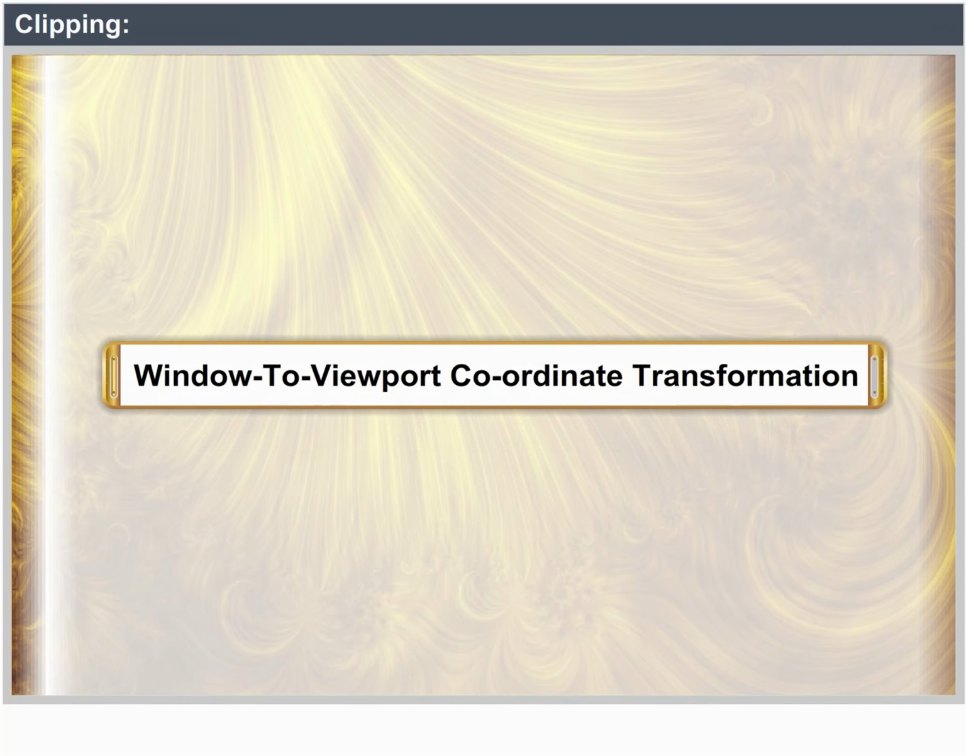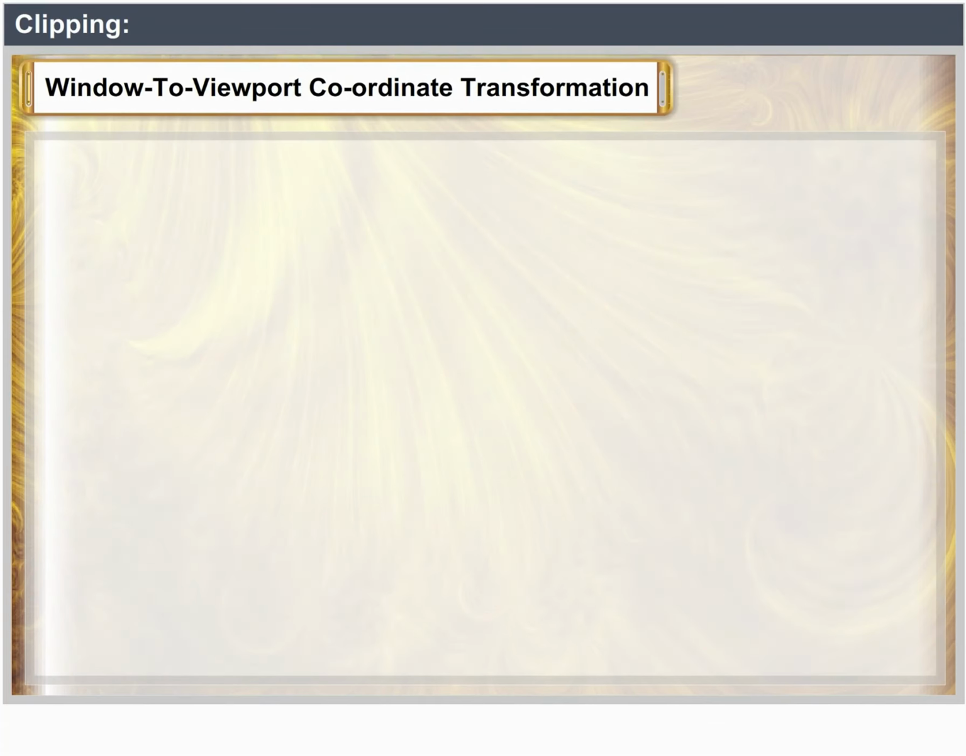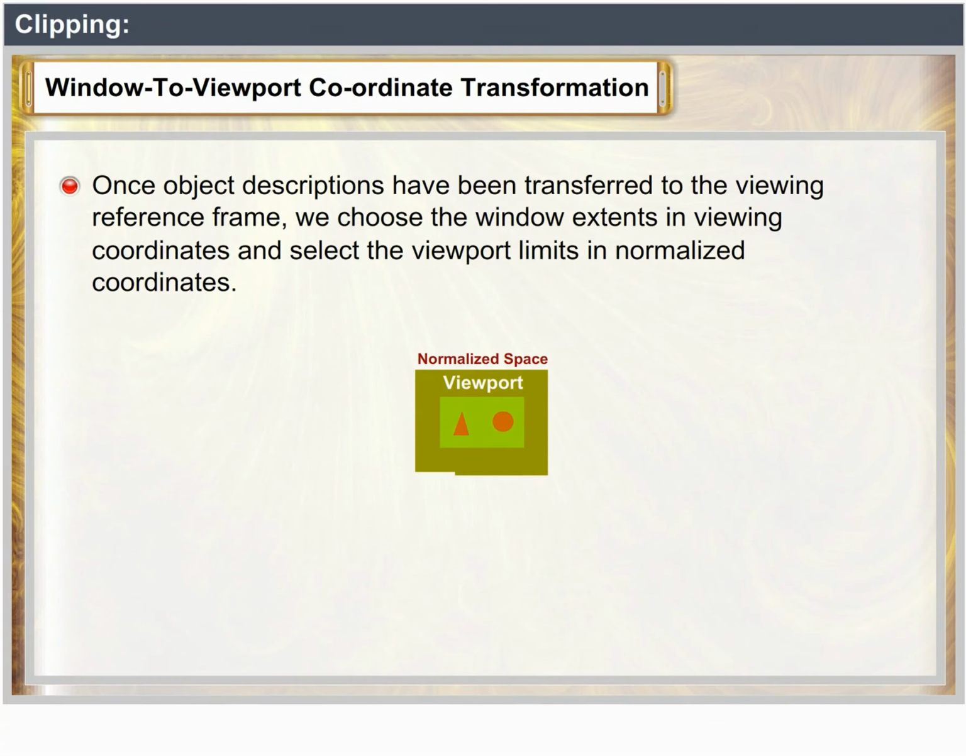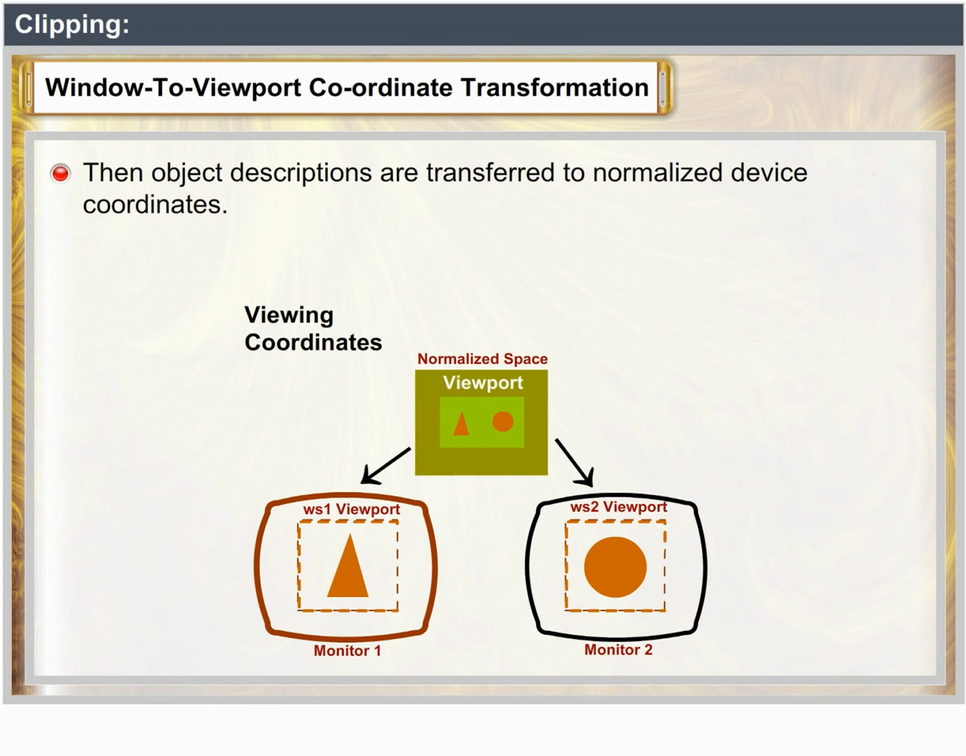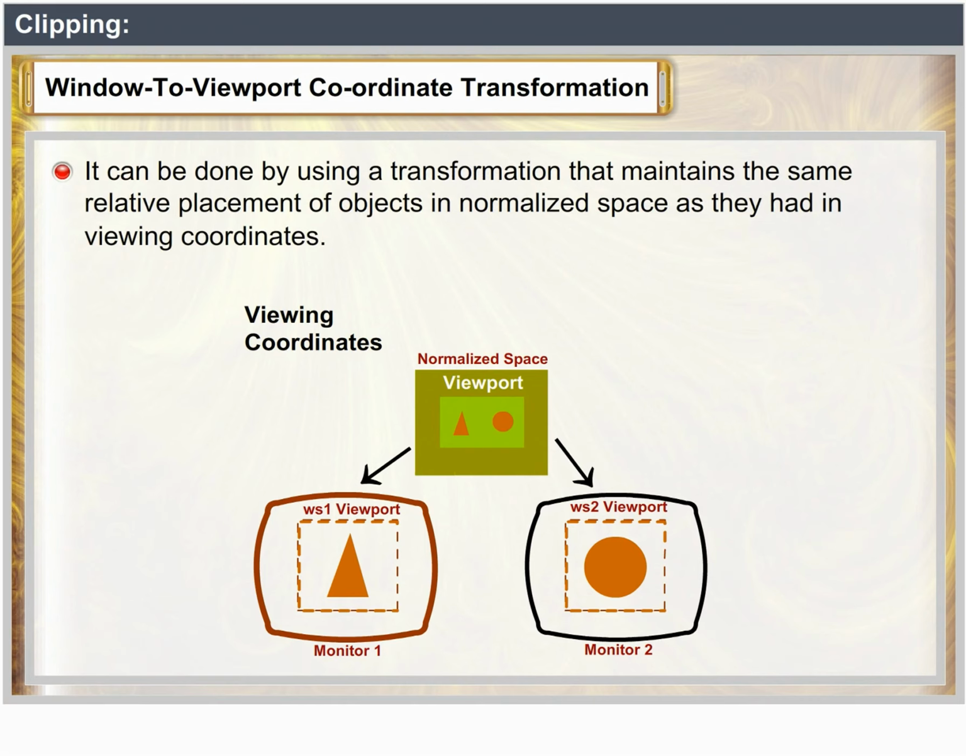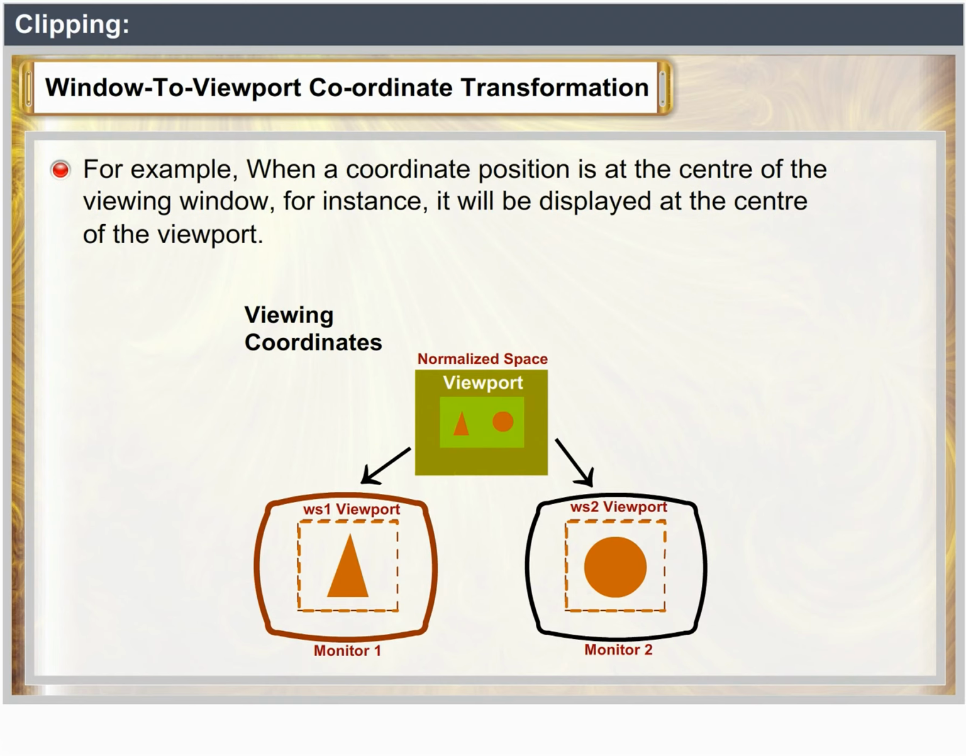Window to viewport coordinate transformation. Once object descriptions have been transferred to the viewing reference frame, we can choose the window extents in viewing coordinates and select the viewport limits in normalized coordinates. Object descriptions are then transferred to normalized device coordinates. We do this using a transformation that maintains the same relative placement of objects in normalized space as they had in viewing coordinates. If a coordinate position is at the center of the viewing window, for instance, it will be displayed at the center of the viewport.